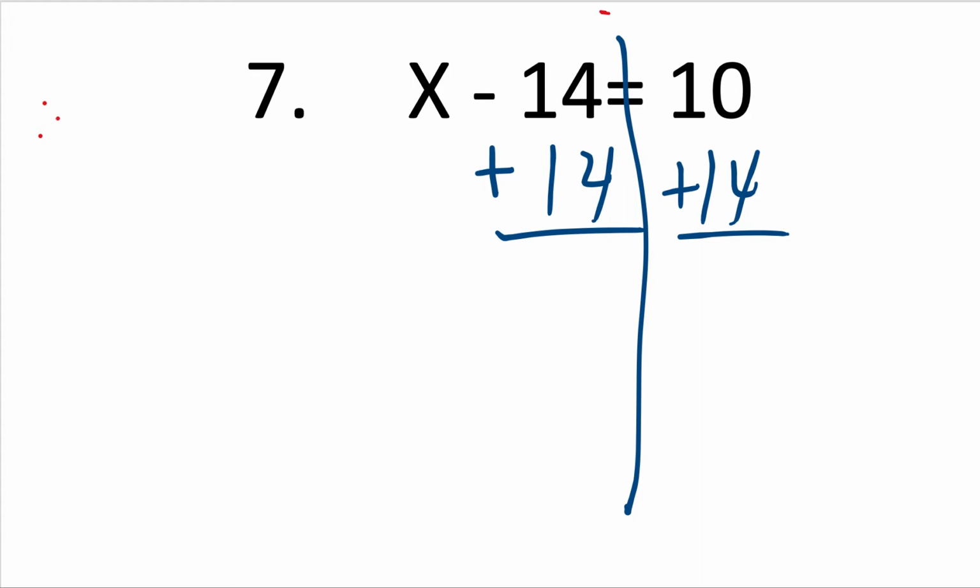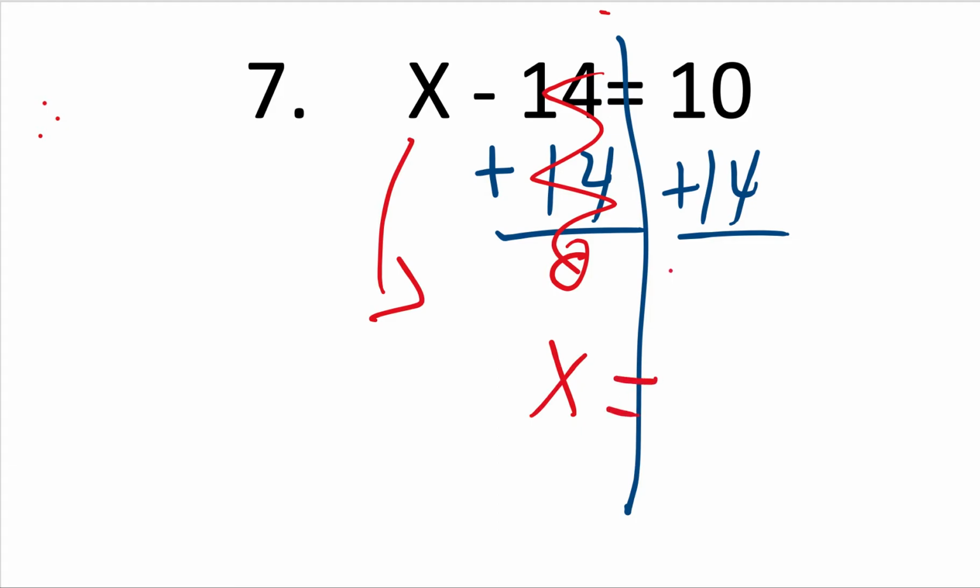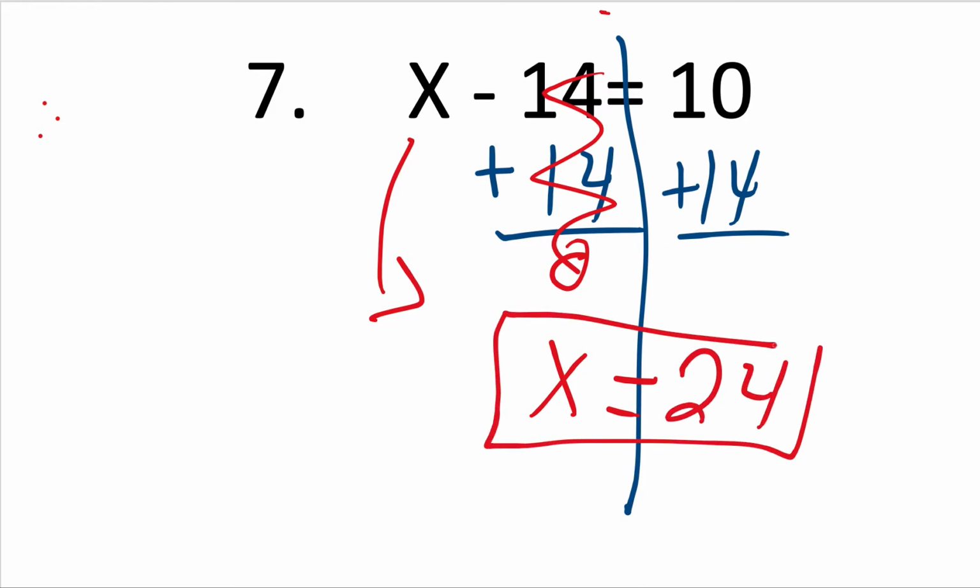Okay, so minus 14 plus 14 is 0, cancels out. My x will come down here, my equal sign, then I come over here to the right side and do my math problem of 10 plus 14 is 24.